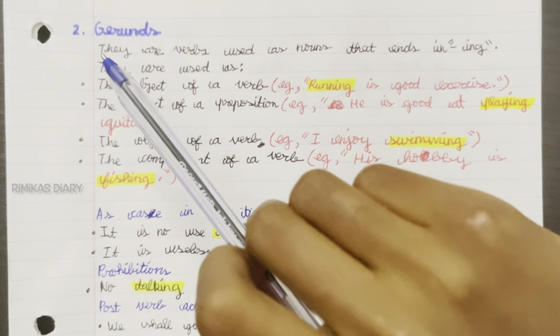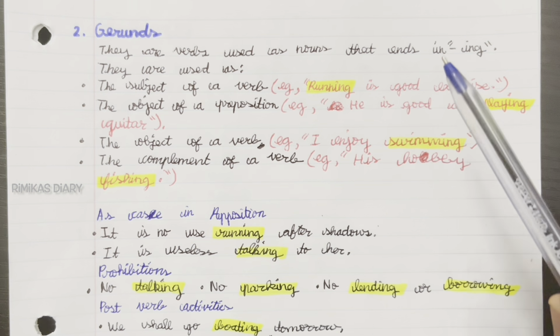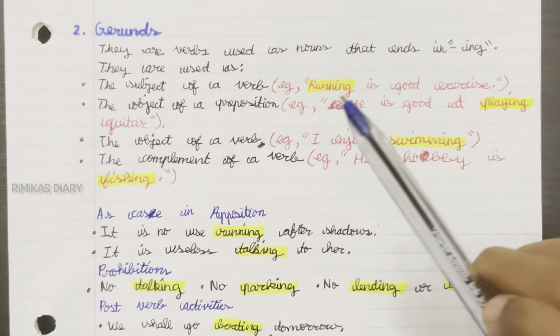So next, we're going to be seeing gerunds. They are verbs used as nouns that end in ing.